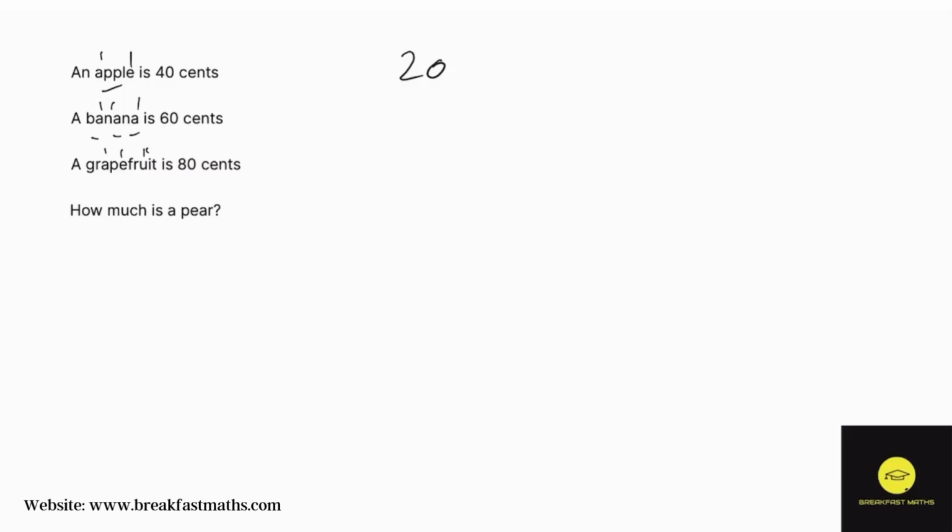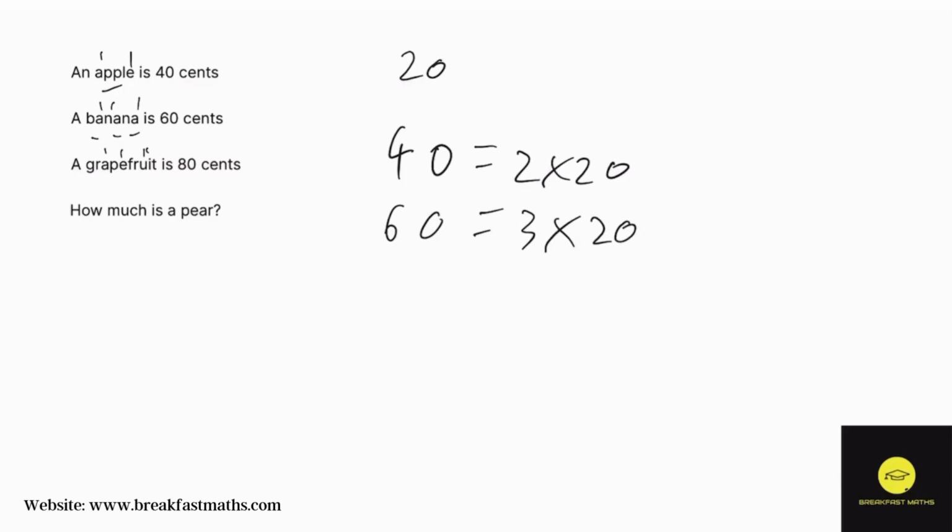Okay, so I think what we're doing here is, the 20 really comes into play actually, because here we've got 40 for apple, which is 2 lots of 20. For banana, we've got 60, which is 3 lots of 20. Yeah, it's very mathematical this actually. And then 80, which is 4 lots of 20.